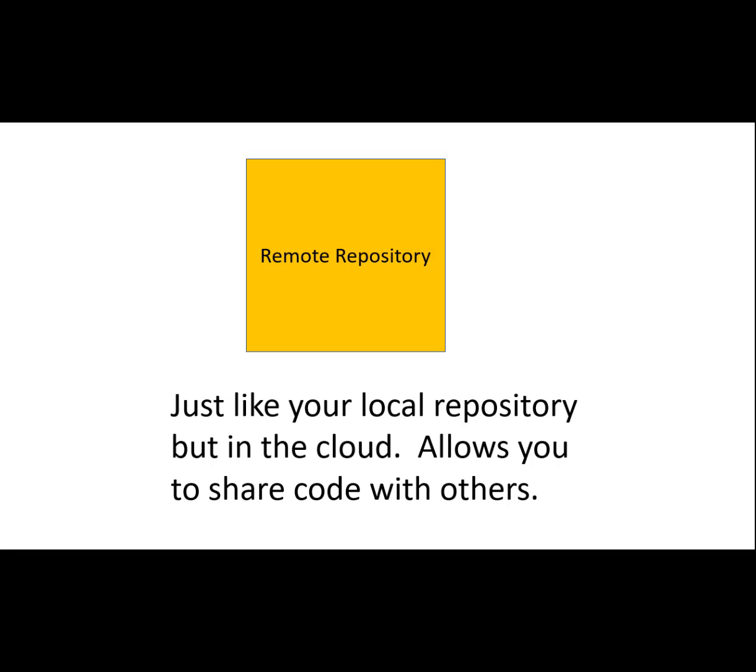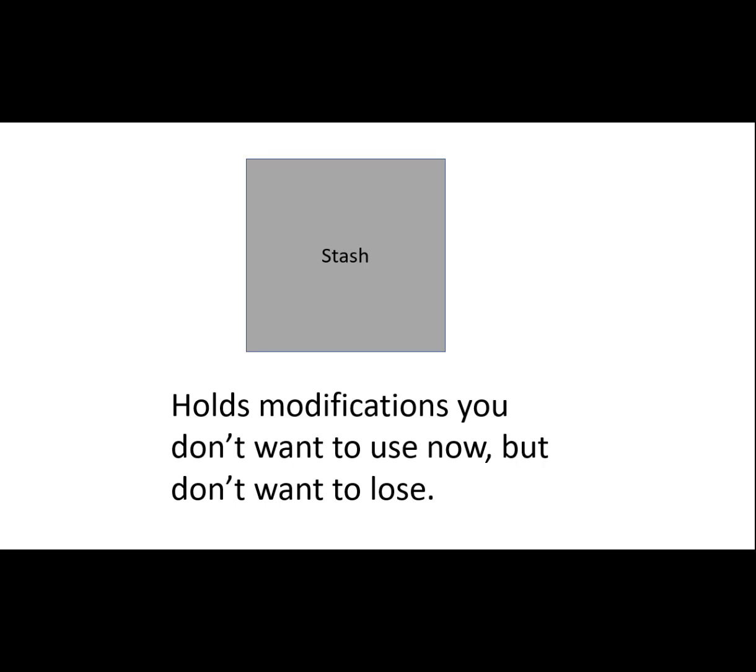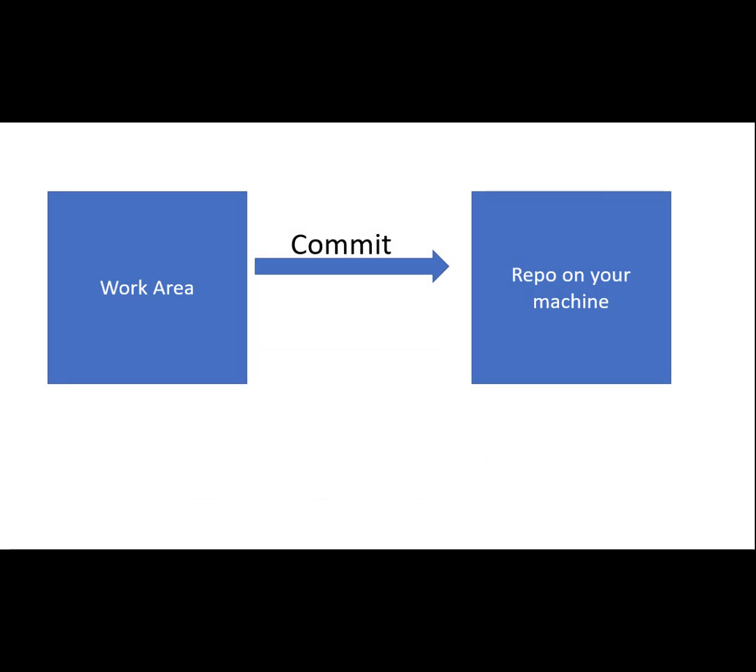The remote repository is just like your repository, except that it only holds the files that you or someone else has pushed up to the remote repository, most often in the cloud. This allows you to safely share files. The stash is a place to put the files that you've created but that you don't want to commit. We'll talk about commit now.